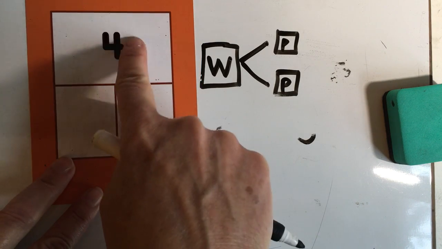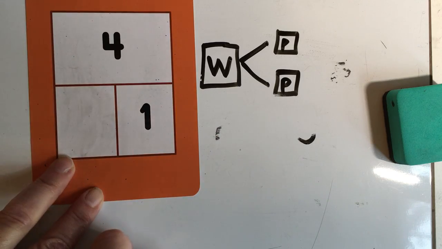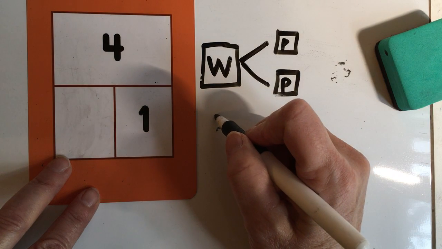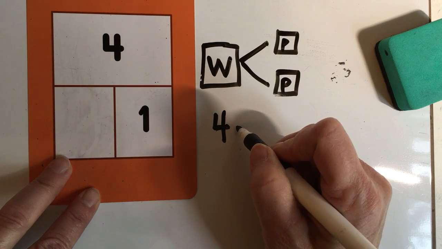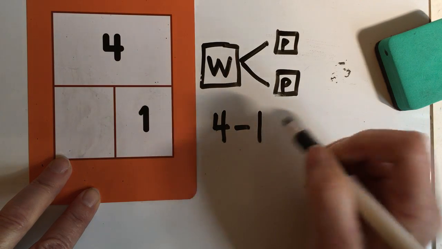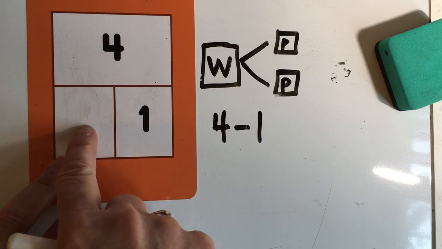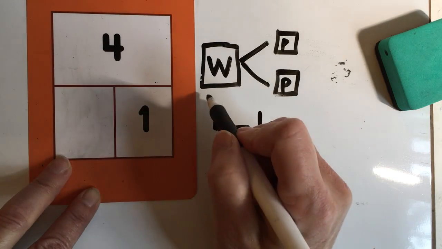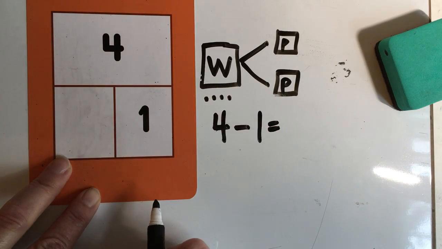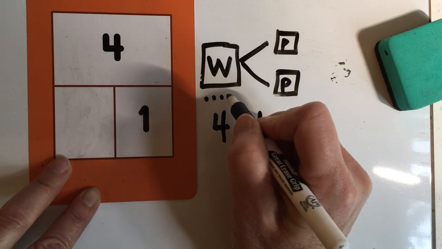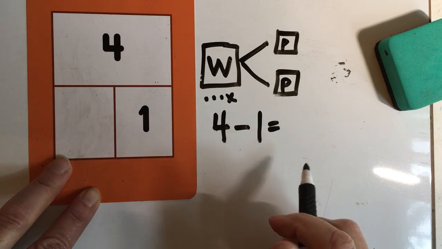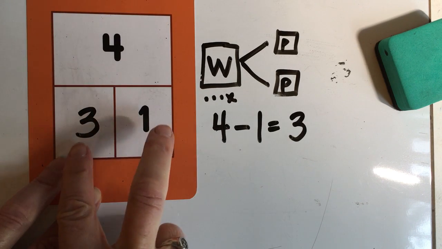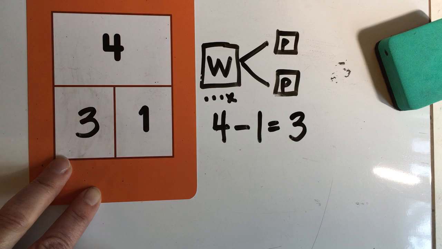Okay, so what do I know? I know the big number, the whole, and I know one of the parts. So I'm going to use subtraction. Good. So I'm going to start with my whole, and I'm going to subtract 1 to find out what the other part is. Okay. There are my 4 dots. I need to cross out 1. So how many are left? 3. Good. 3. So now I know 3 and 1 are parts of 4.